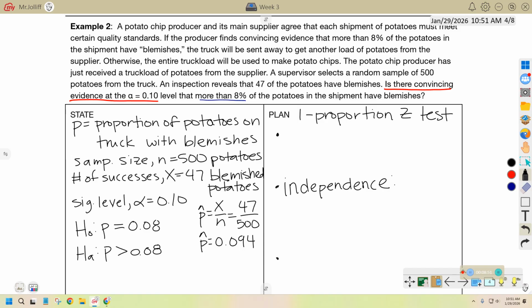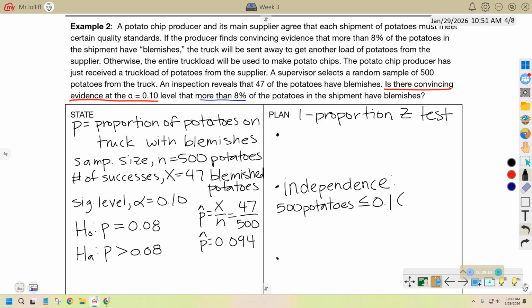Gold star. Very good. Now the 10% condition. I'm checking my sample size versus the population size. Sample size was 500 potatoes. It should be less than or equal to 10% of, and then my population in words.